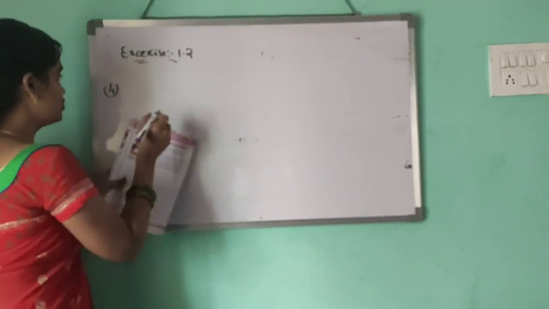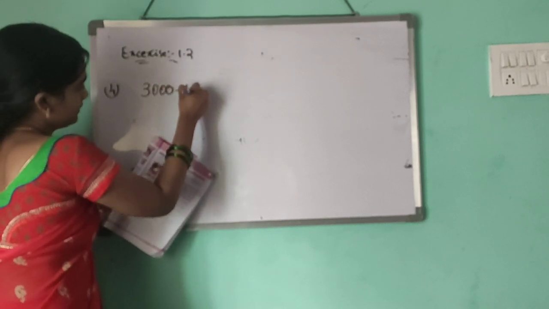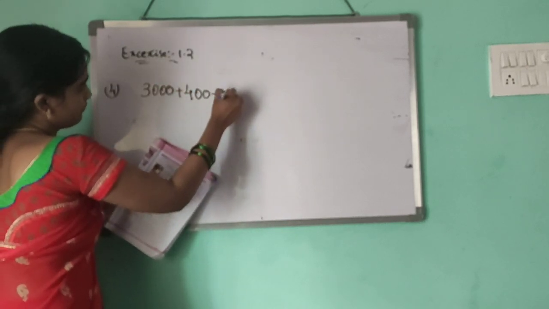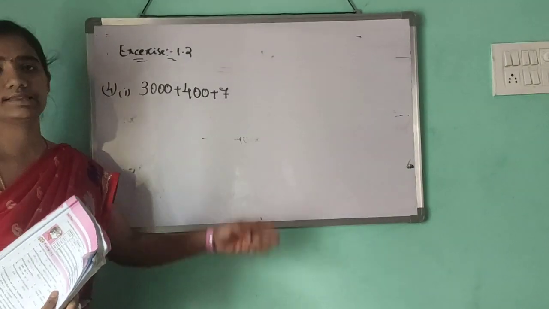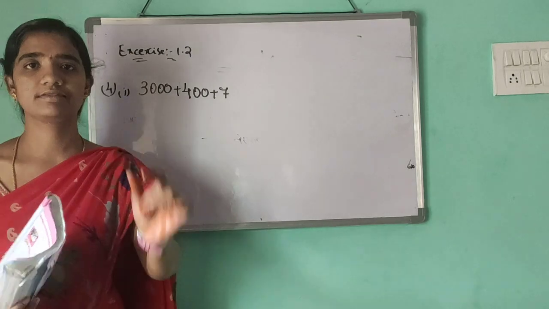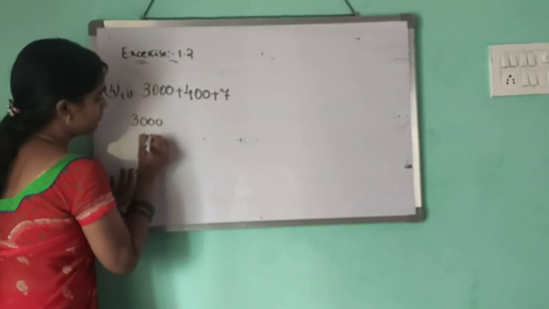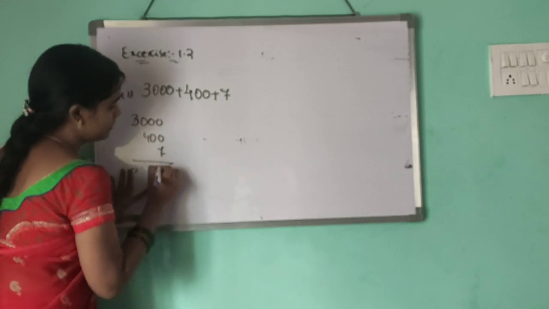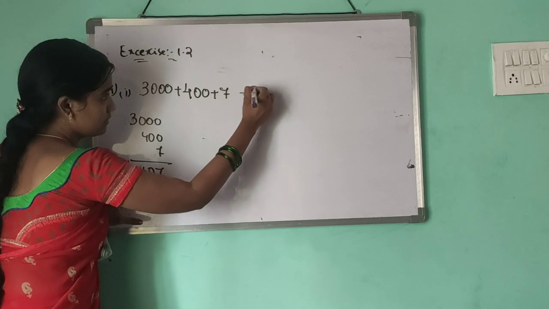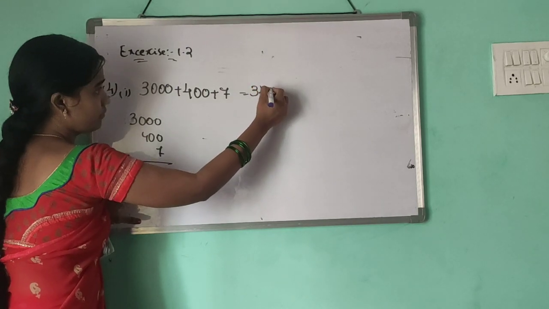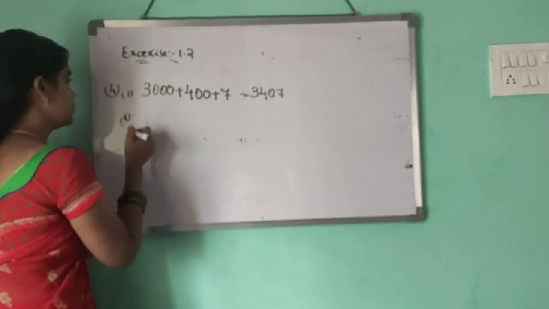Write the numbers in short form. 300 plus 400 plus 7. How can we write it? By adding these three numbers, we get the sum, which is the short form of this number. The answer is 3407. Here we have to write the short form of the given numbers. Going to the second one.